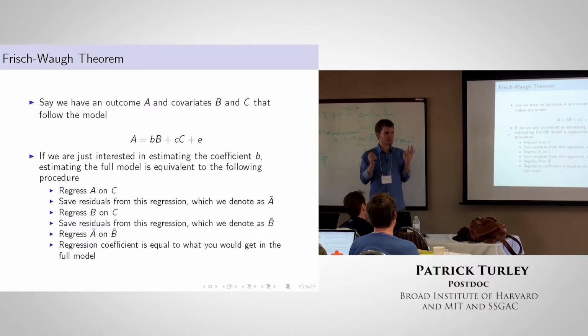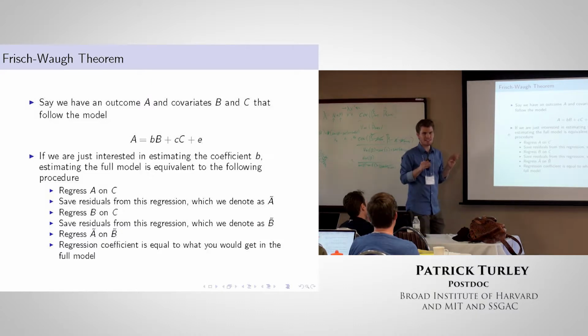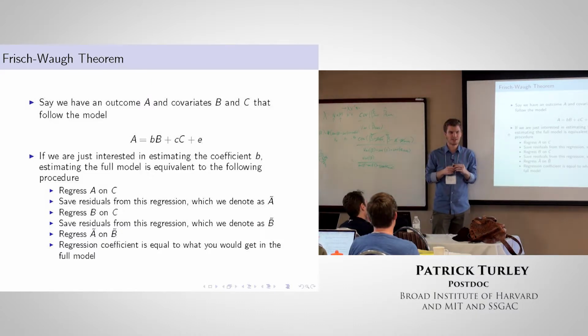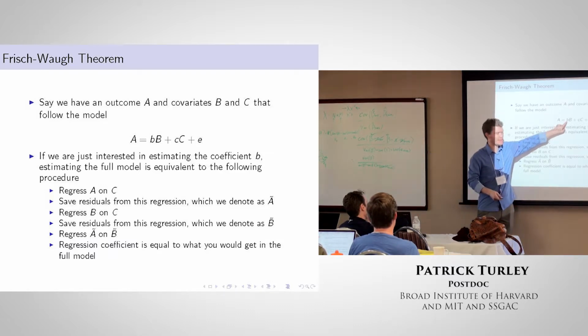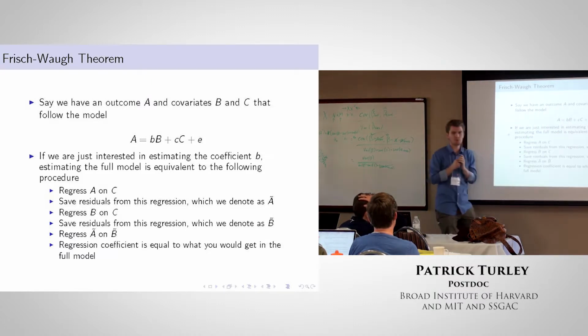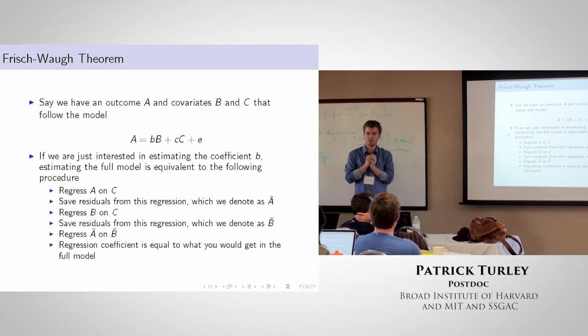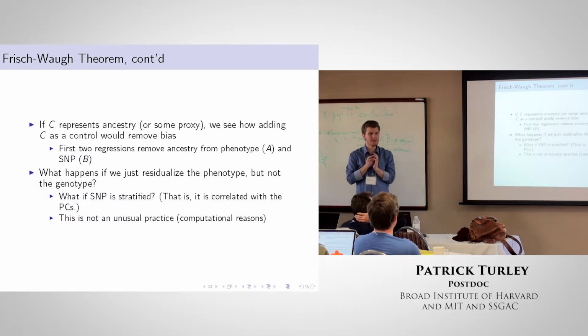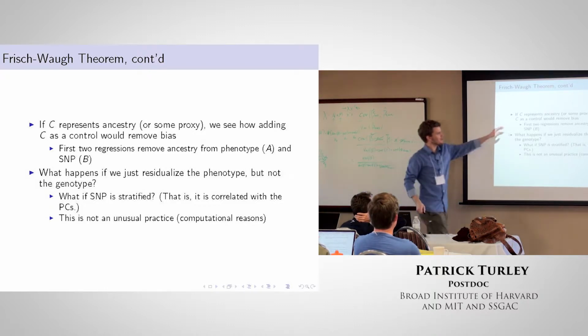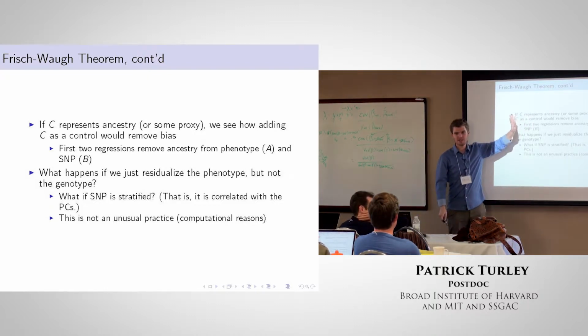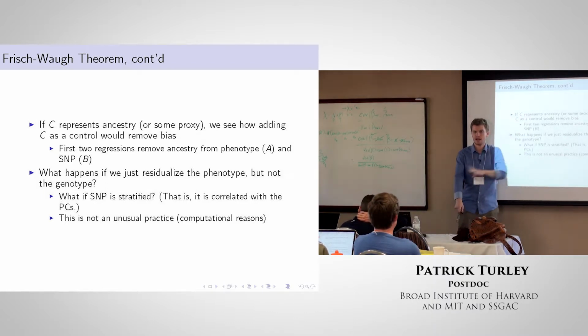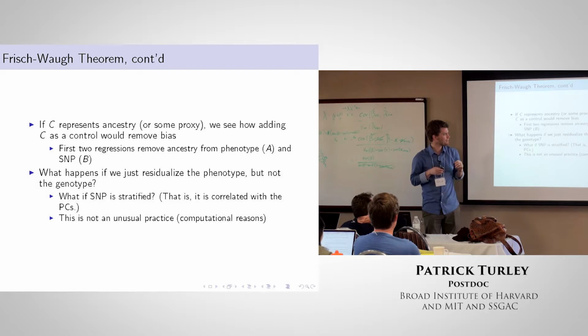If we do this process of a bunch of simple regressions, this will give us exactly the same coefficient. It's not even an expectation or an approximation. If you do this exact thing I told you, it's going to get you the exact same estimate as you would get if you ran the whole regression with both variables in it at once. So that's Frisch-Waugh, and this is going to be really helpful for us to understand why PCs might work. If we think that our C is ancestry or some proxy, in this case our principal components.